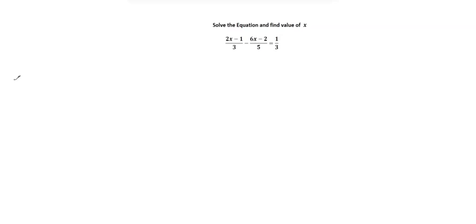So, let's solve this equation. Given: solve the equation and find the value of x. This is a linear equation. Linear equation means the degree of the expression is equal to 1. Here the power of the variable is equal to 1, so this equation is known as a linear equation.